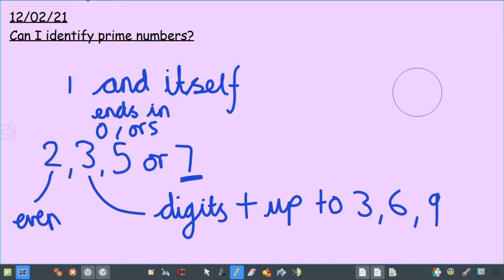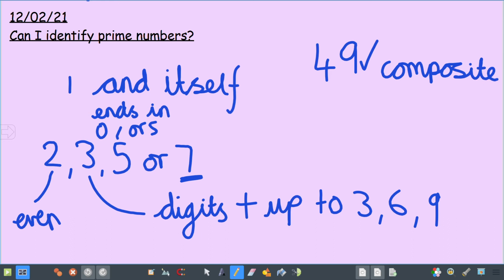Right, so let's go through a few examples. So if I put the number 49 on there, right, it's not even, so it's not in my 2s. Is it in my 3s? Well, 4 add 9, that would give me 13. 1 add 3, that would give me 4. No, it's not in my 3s. Is it in my 5s? No, it doesn't end in a 5 or 0. Is it in my 7s? Oh, yes, it is. It's 7 squared, so that is a composite number. It is not prime. Okay?